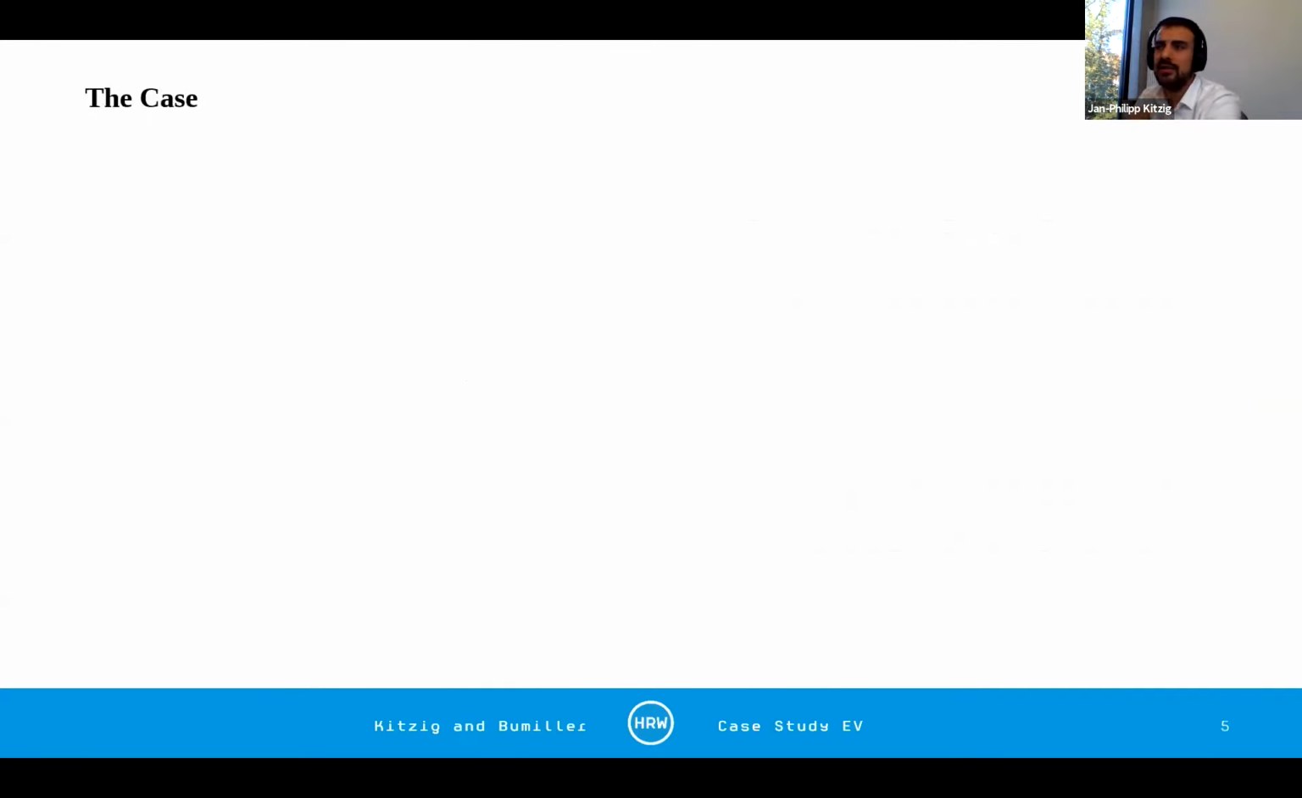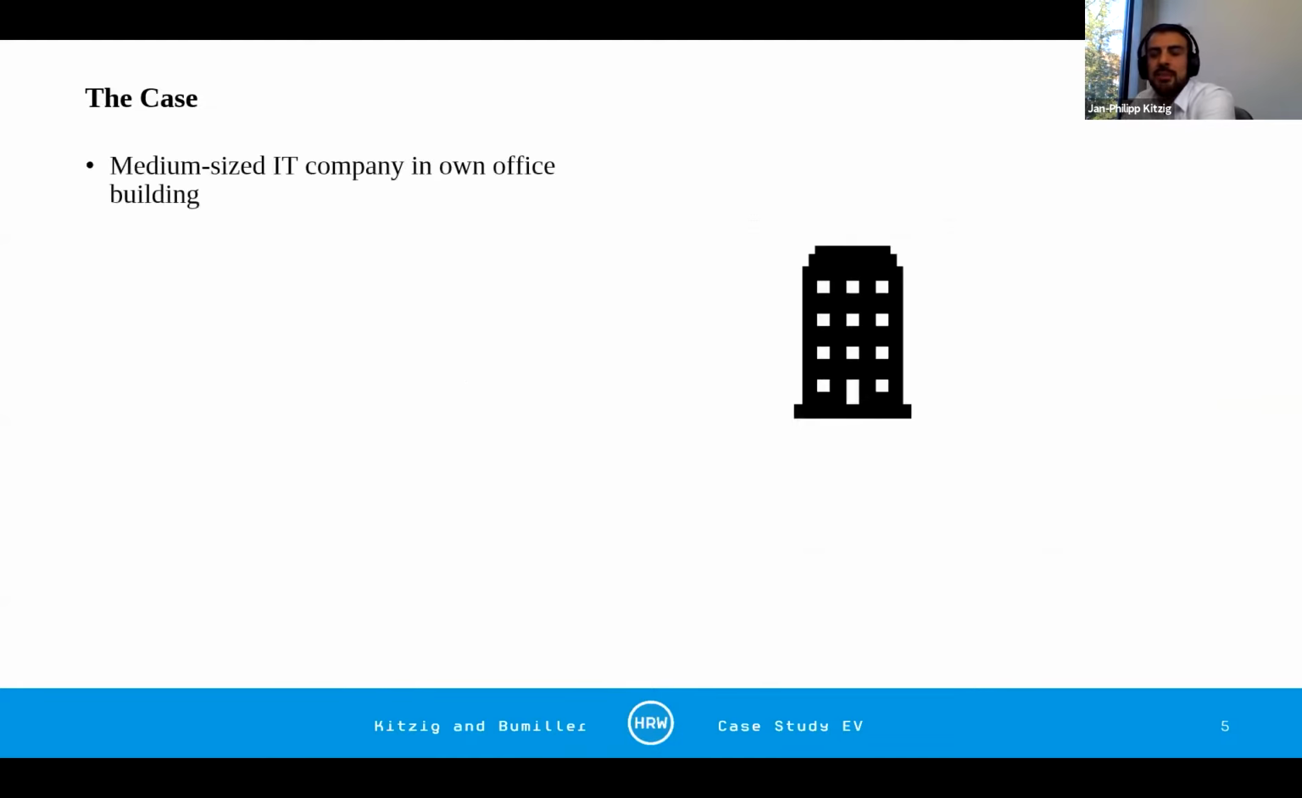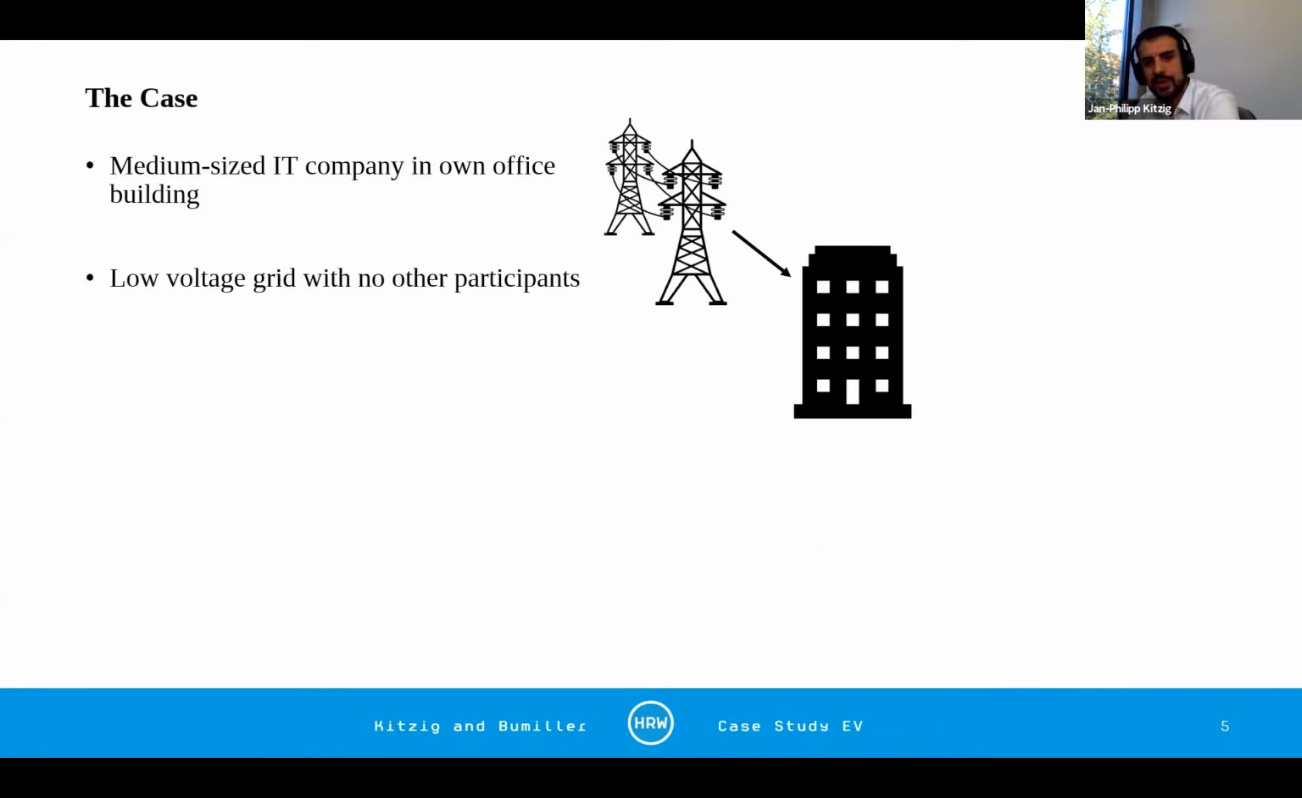Okay, now let's switch to the case I want to talk about today. In summer this year, one medium-sized IT company approached us. They have a problem with their electric vehicles, and asked if we could go there, measure, and try to sort out their problem. This company has its own office building, and this office building is connected to the low voltage grid with no other participants. This is the only building in this low voltage grid, so to speak, they have their own transformer to the medium voltage grid.